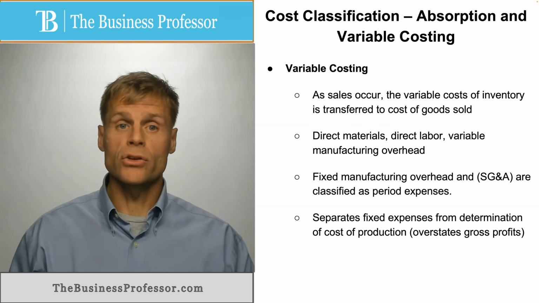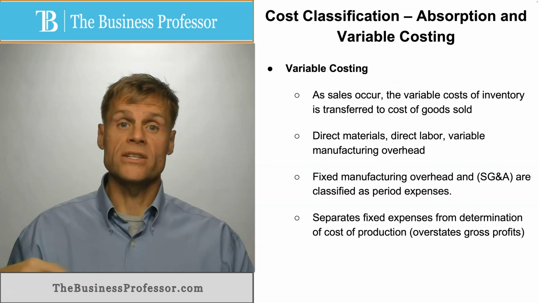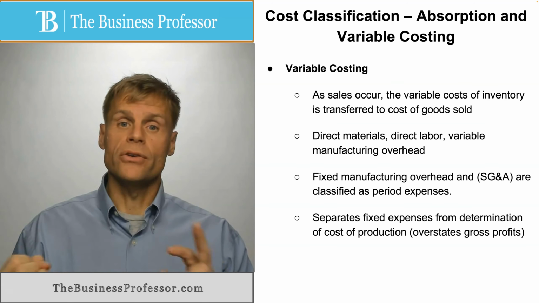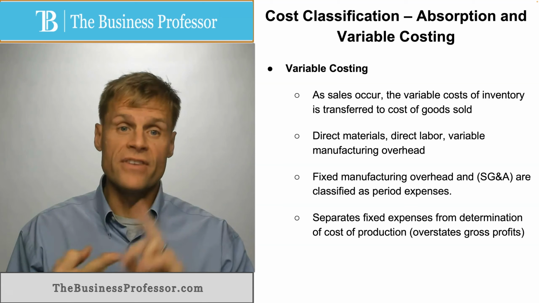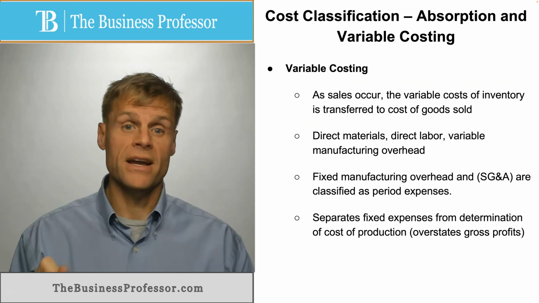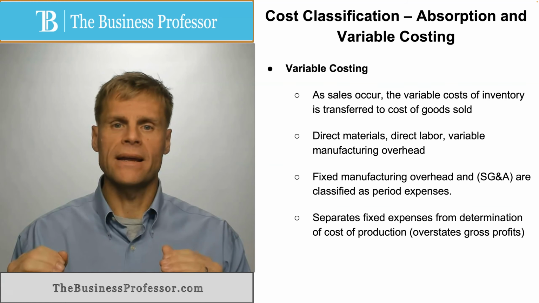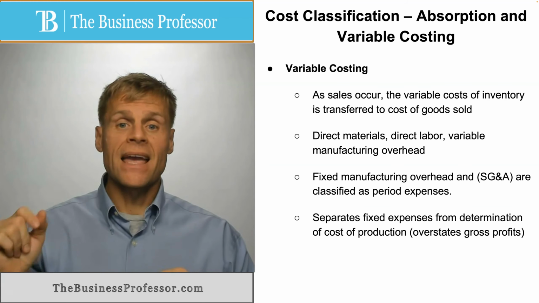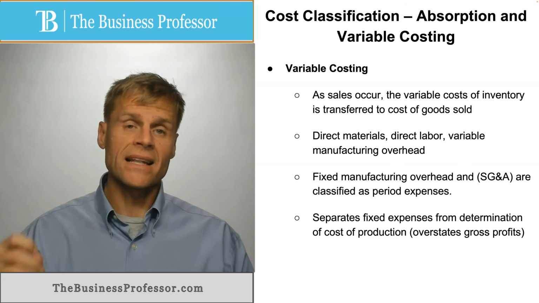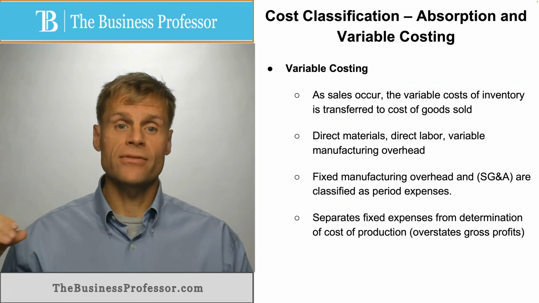Variable costing takes a little bit different tack. So as sales occur, your variable cost of inventory is transferred to the cost of goods sold. Your direct materials, your direct labor, and your variable manufacturing overhead. Notice that we left out fixed manufacturing overhead. That's the difference with absorption costing. Well, your fixed manufacturing overhead is allocated towards selling and general administrative expenses. Okay, so it's put into a different account.